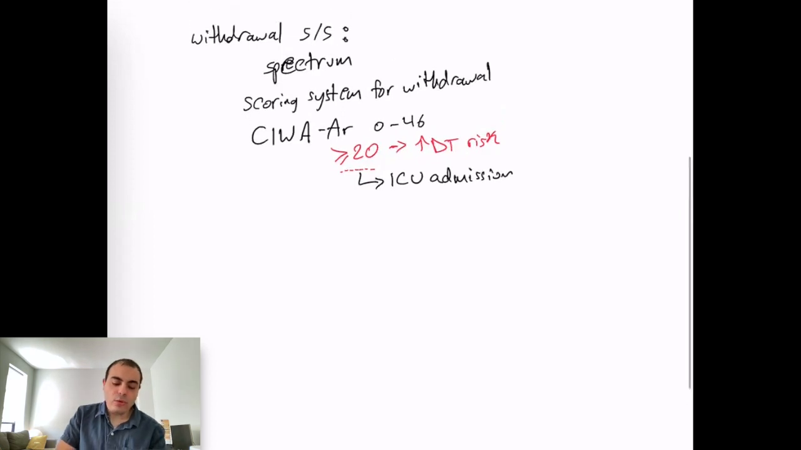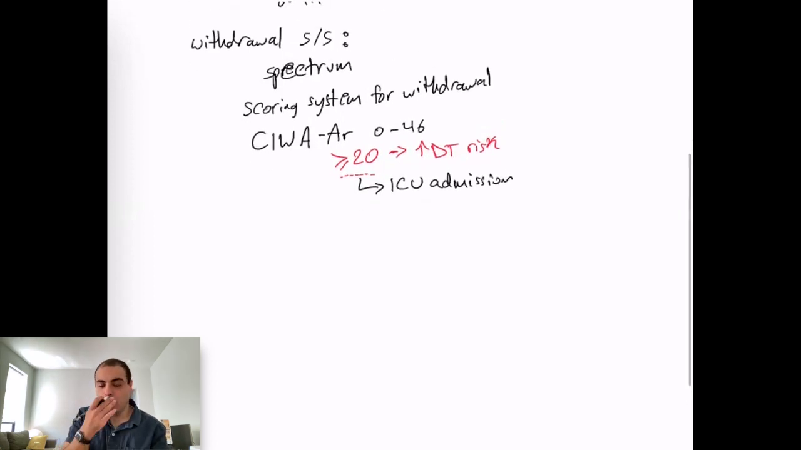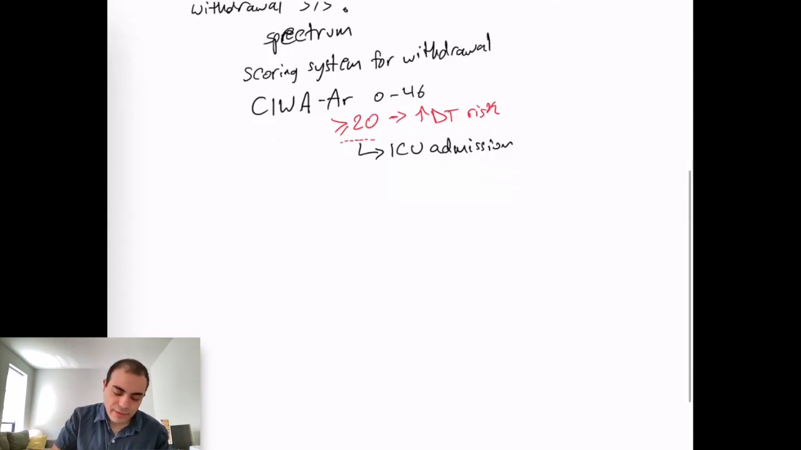Okay, cool. So now they showed up. You estimated the risk for alcohol withdrawal. You admitted them to the floor. You said this person has mild, this person has moderate, this person has severe, whatever. Now you admit them to the floor, and now you want to start your management. So what is the management of alcohol withdrawal in one word? Benzos. Benzos, exactly.